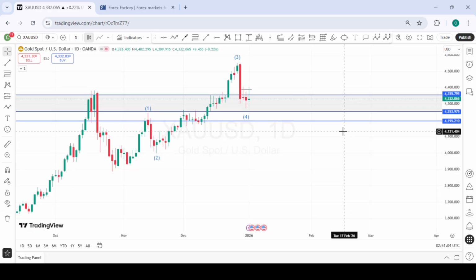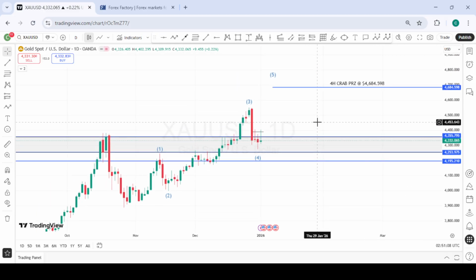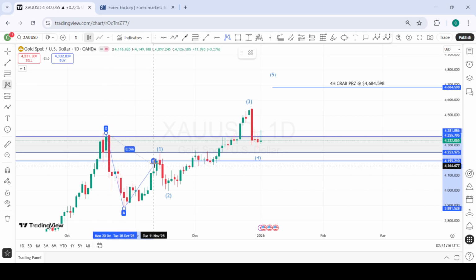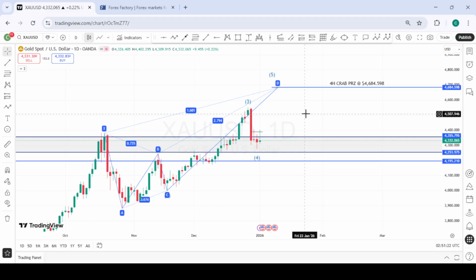So this is gold. This is the daily time frame for gold. We have this crab pattern we're looking at from the previous weeks. This is the pattern. This is the X. This is the A. This is the B leg. The C leg. And we're looking forward to the D leg for this pattern.